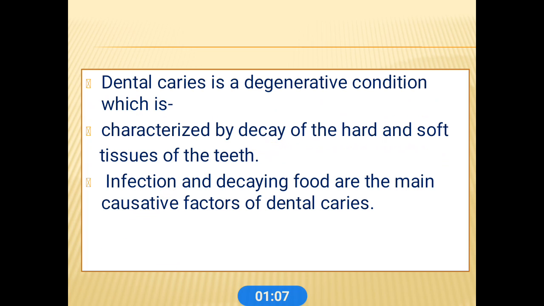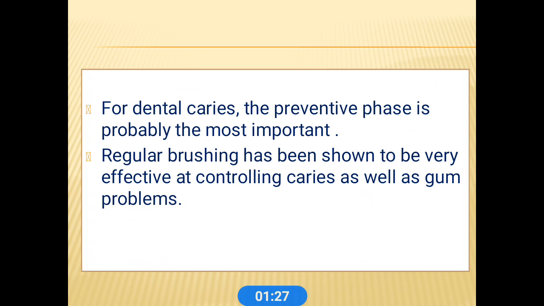Dental caries is a degenerative condition characterized by decay of the hard and soft tissues of the teeth. Mainly, infection and decaying food are the main causative factors of dental caries. So, what are the main causative factors? Infections and decaying food. For dental caries, the preventive phase is probably the most important one. That is, regular brushing has been shown to be very effective at controlling caries as well as gum problems.